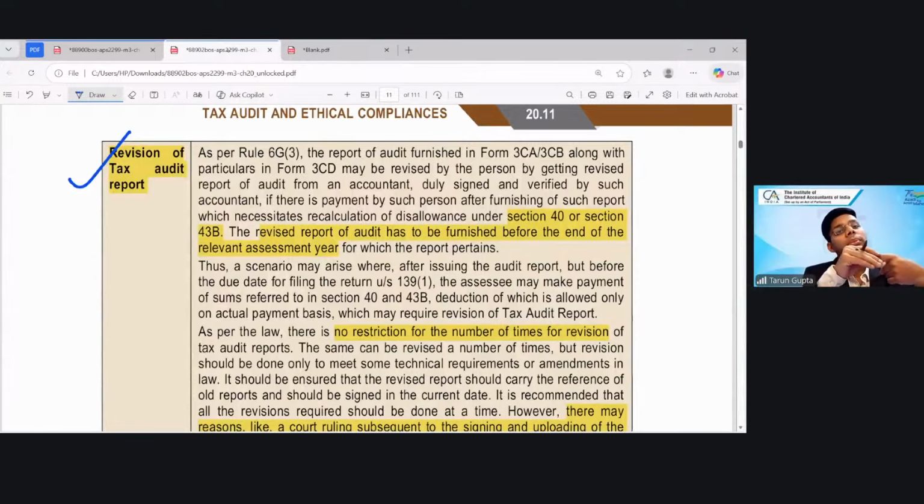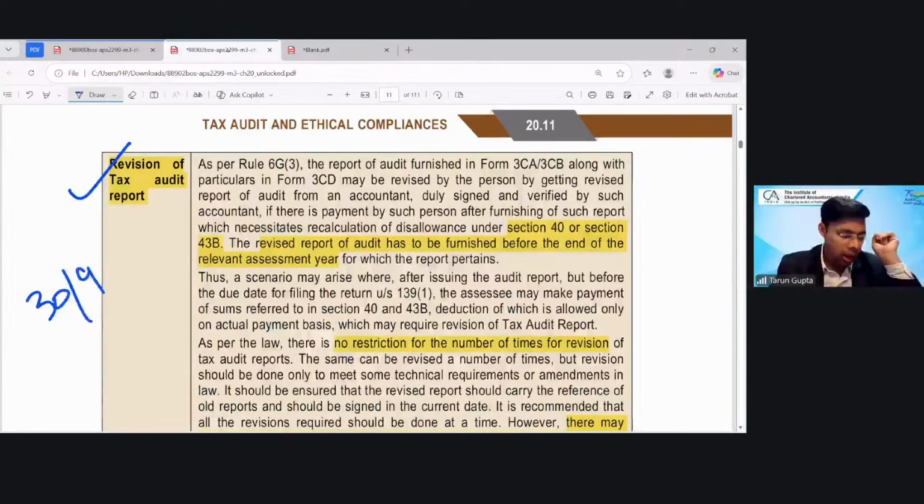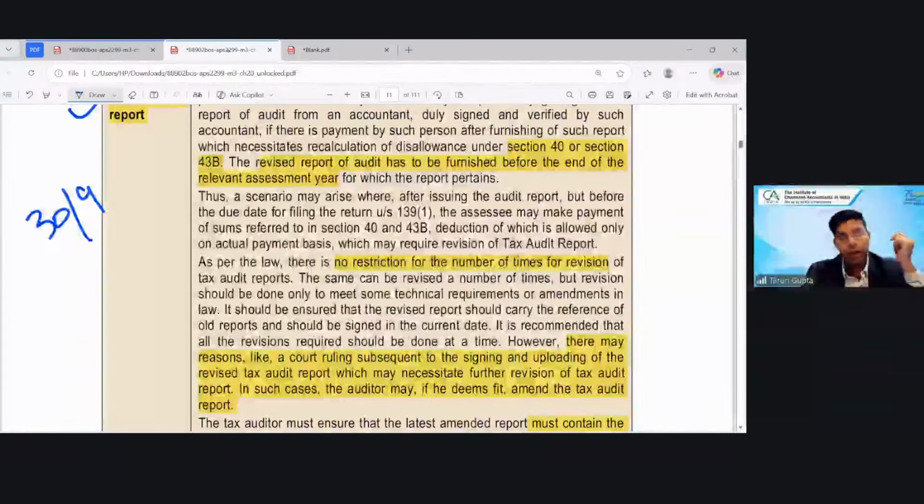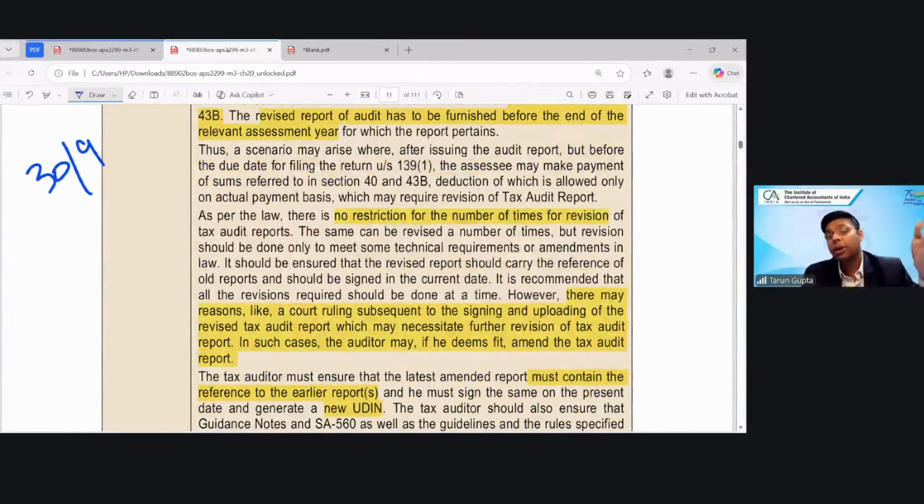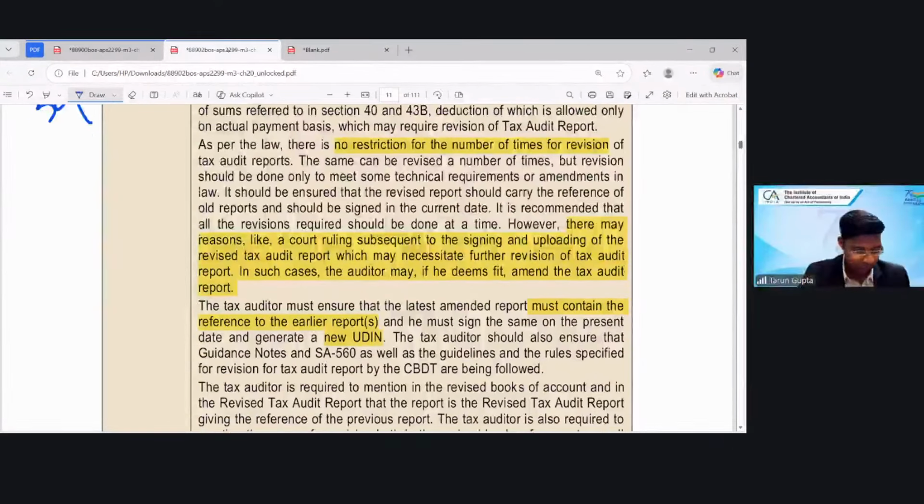The need may arise. See, there are some sections which allow the deduction if the amount is paid up to the due date of return of income. So, if the assessee makes some payment before furnishing the return of income, then such expense should be allowed under section 43B because it has been paid before the due date of return of income. So this may require the revision of a tax audit report if already issued before payment of this expense. The tax audit report can be revised only by the same chartered accountant who had earlier issued it. He has to issue a new UDIN. Okay.